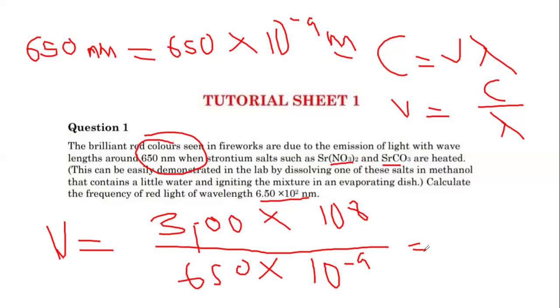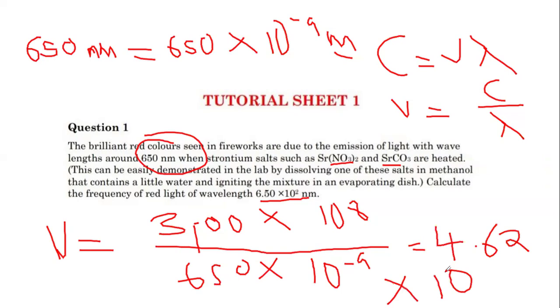Calculator is not working. 3.00 times 10 to the power 8. Okay, and then we're dividing by 650 multiplied by 10 to the power minus 9. Okay, so according to my calculator, I'm getting 4.6. If I round it off, it would be 4.62 multiplied by 10.